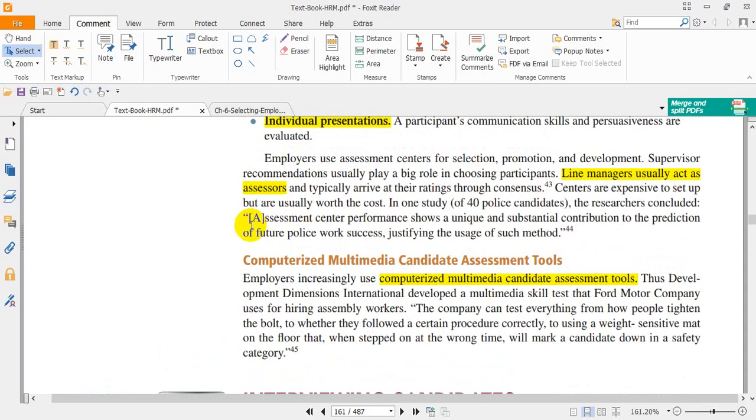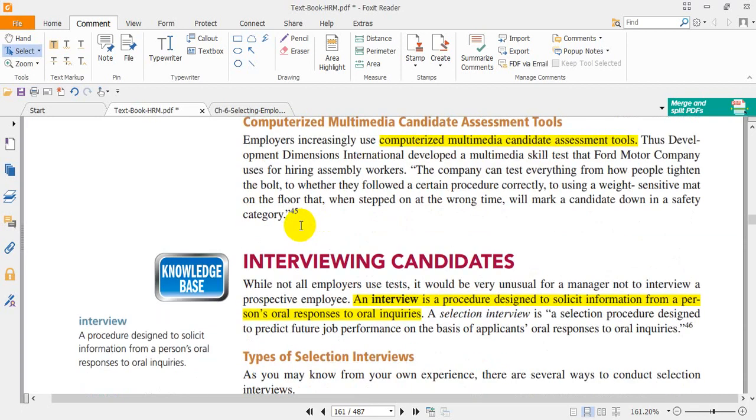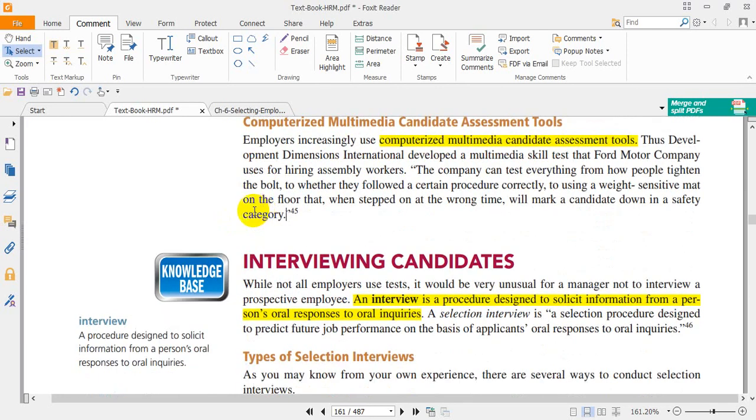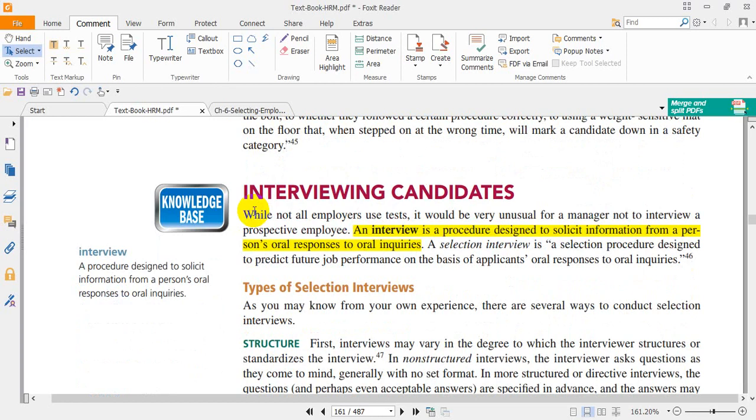Okay, that's all for the selection tests, the types of tests. We explored many types of selection. Now let's move on to interviewing candidates.